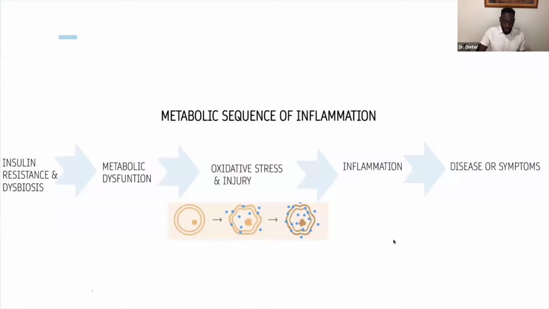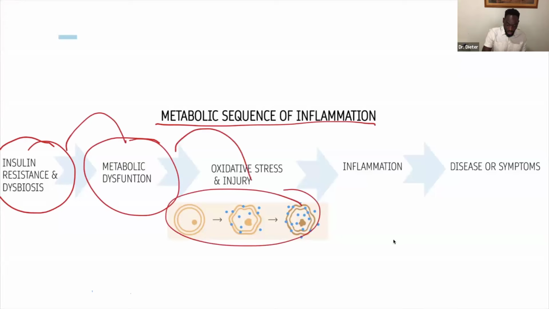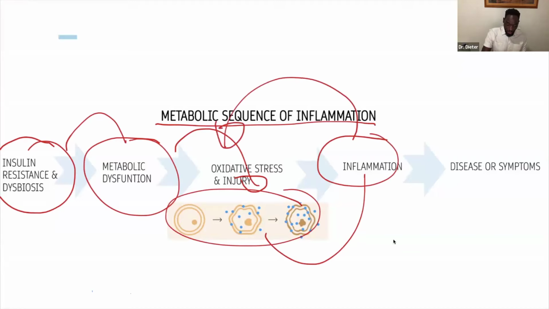This slide here is what I call the metabolic sequence of inflammation. It shows you how insulin resistance and dysbiosis, at the helm of the root cause, cause metabolic dysfunction and energy shortage, which then cause oxidative stress and injury to the cell. An injured cell will always cry out to the immune system. The immune system will deploy an inflammatory response.